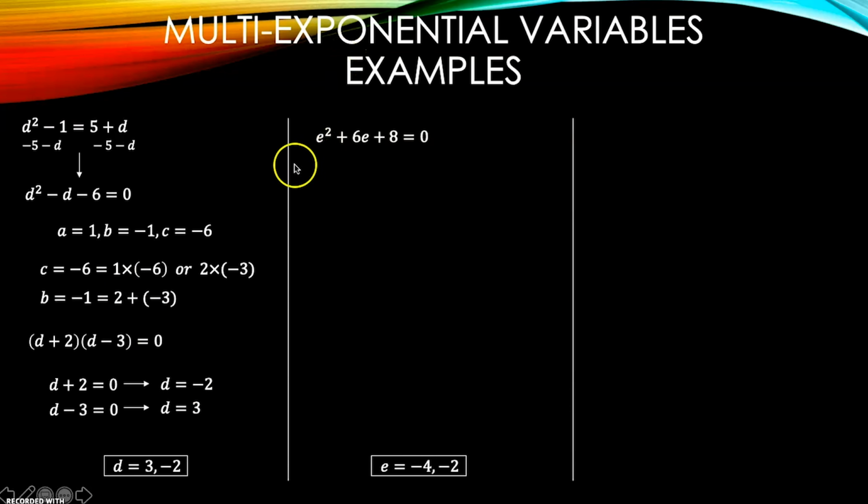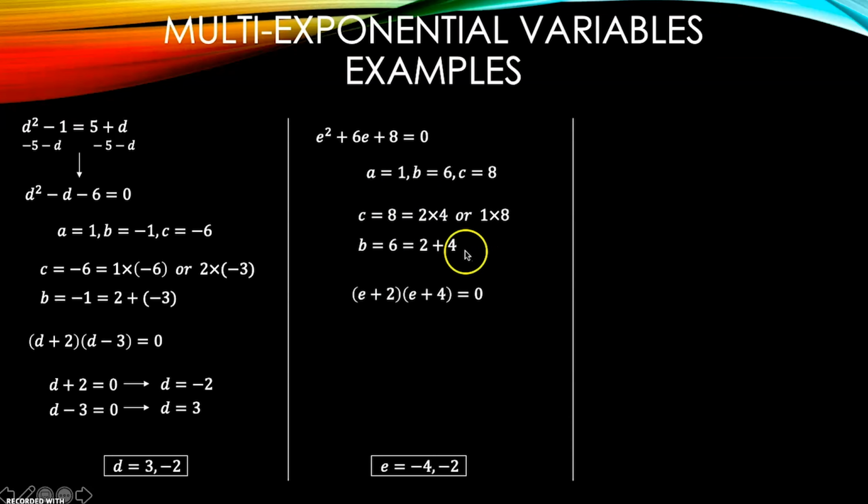In the second equation, we have e squared plus 6e plus 8 is equal to 0. It's already in the form we need, so we can just find the constants. A is equal to 1, b is equal to 6, and c is equal to 8. And 8 is either 2 times 4 or 1 times 8. And b is equal to 6, so we know that it must be 2 and 4, since 2 plus 4 is equal to 6. And we have the solutions e plus 2 and e plus 4 equals 0. We solve them separately, and we'll get that e is equal to negative 2, and e is negative 4.